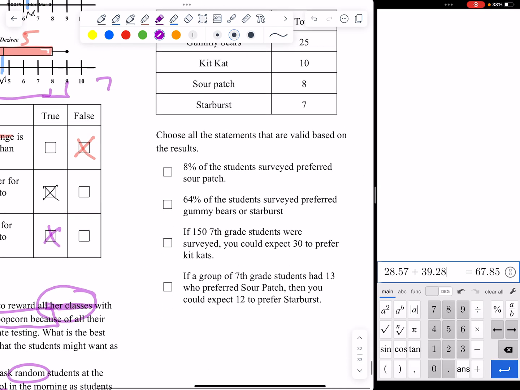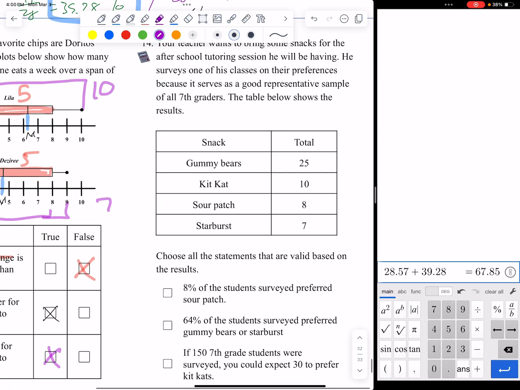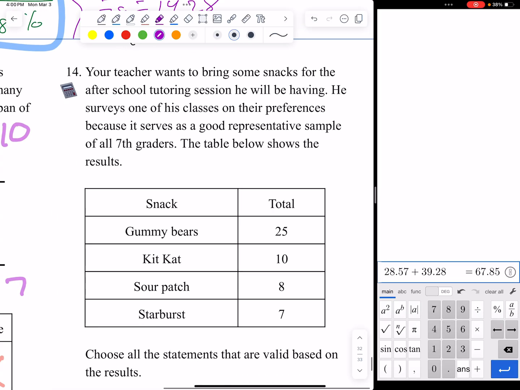Okay, and last one. No, I got two more. Yes, two more, guys. All right, let's finish strong here. Your teacher wants to bring some snacks for the after school tutoring session. Damn, your teacher is nice. Okay, he's like bribing you guys.